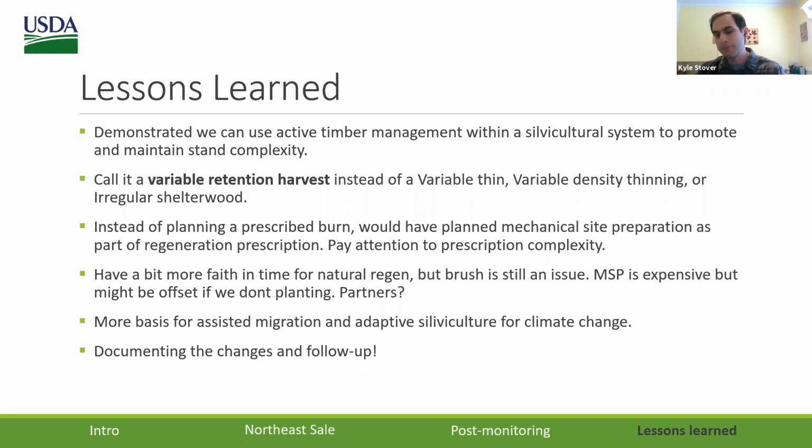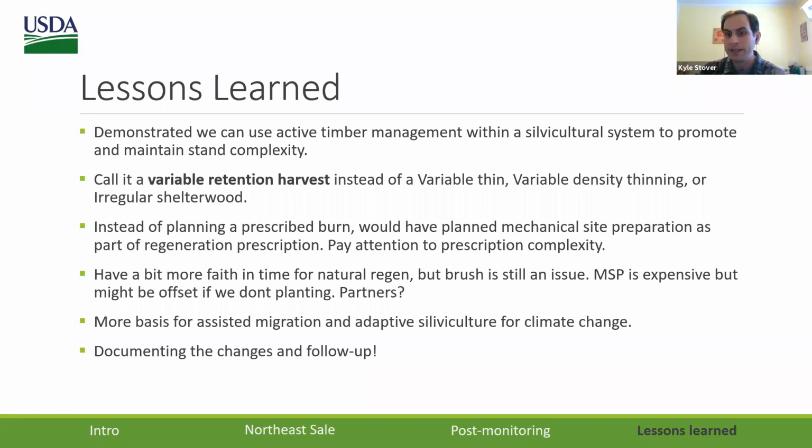But markedly for me, having a bit more faith in natural regeneration. Over here on the shore, we have more mesic sites. We don't put a lot of faith in natural regeneration, and brush is very much an issue over here on mesic sites. But at year 7, like I said, it's still coming in.